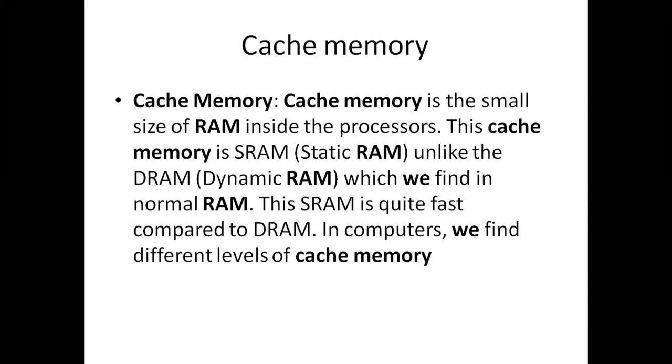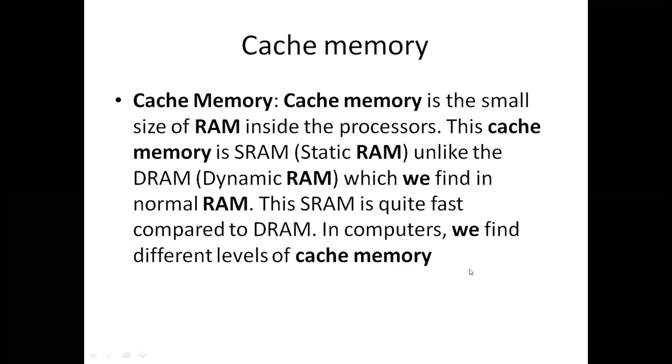In computers we find different levels of cache memory. Again, I will repeat, it is a small size of RAM inside the processor. This memory is a static RAM, unlike the dynamic RAM which we find as normal RAM. This static RAM is quite fast compared to DRAM. In computers, we find different levels of cache memory. So it is a buffer memory.